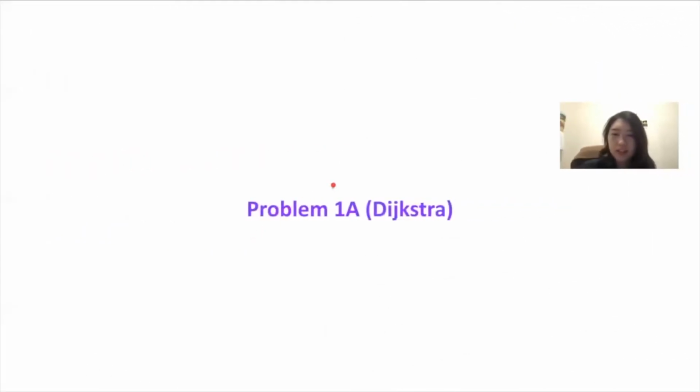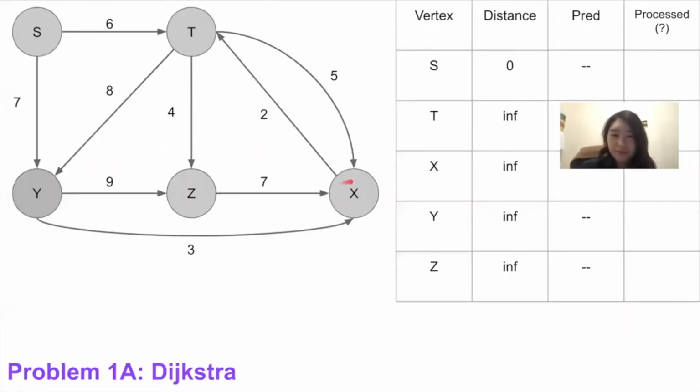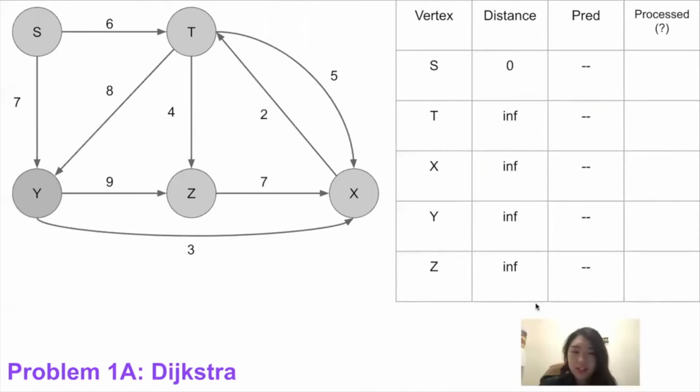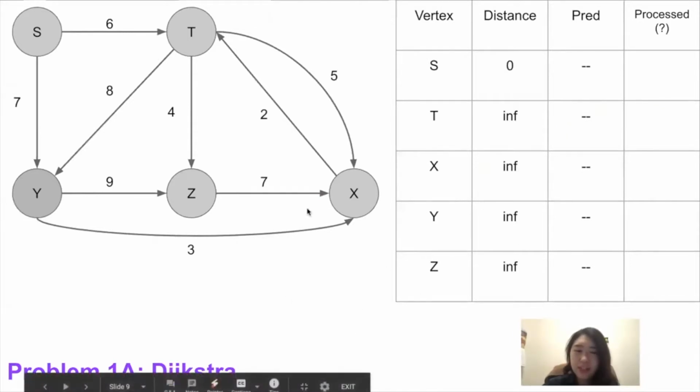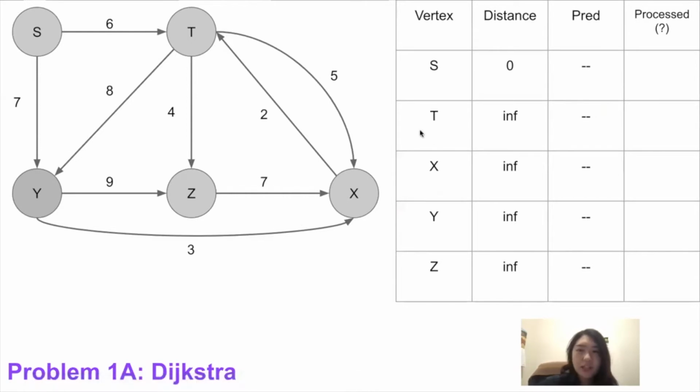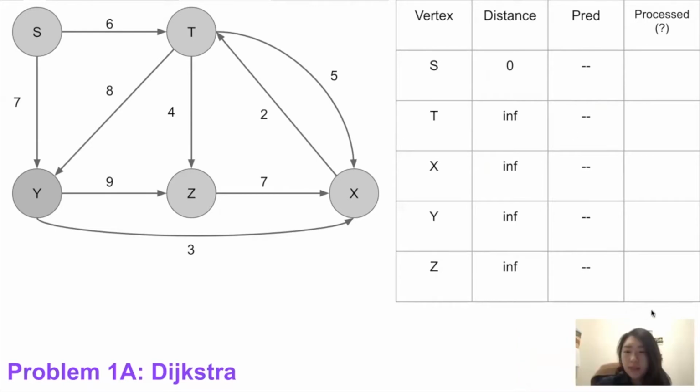Okay, so this is problem 1A. This is the cool table that I was mentioning. Here, we know that our starting node is S, because you see the starting distance is immediately 0. So from infinity, because this is our starting node, we will mark that as 0. It doesn't have any predecessor, because that's the start node.